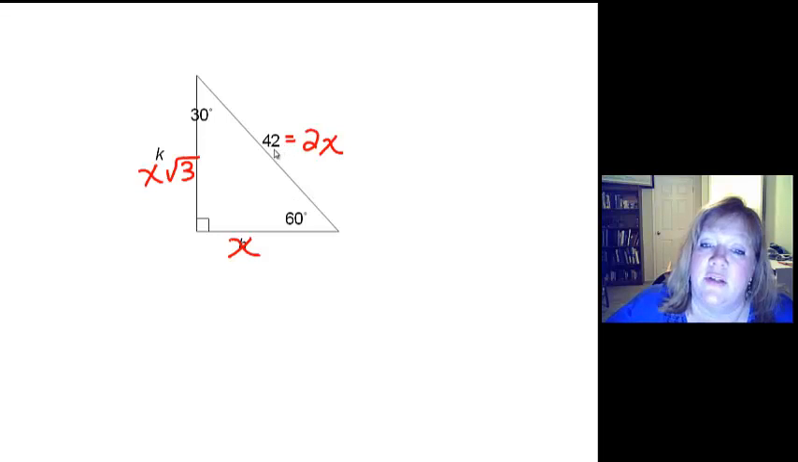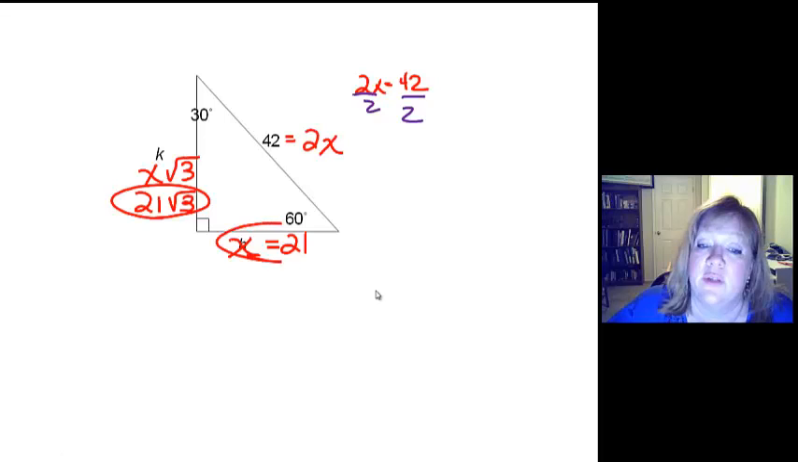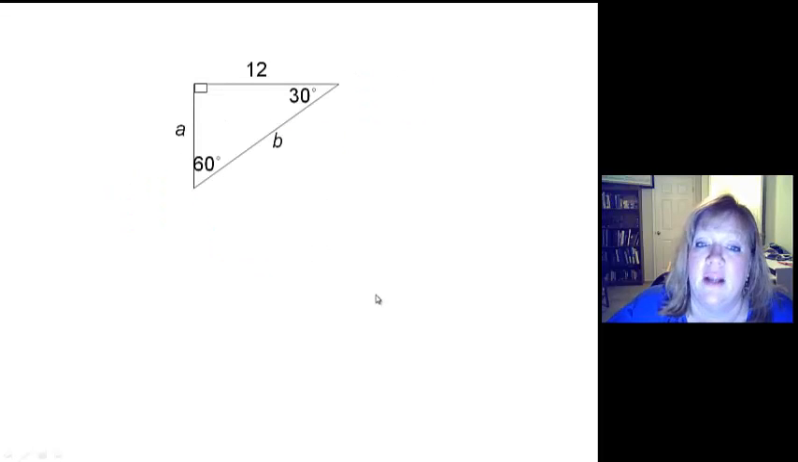I know this, 42 equals 2x. So I can find x right away. Divide by 2, x is 21. So that means that the short leg length is 21, and then my long leg is 21 square root of 3. So there's my answers.